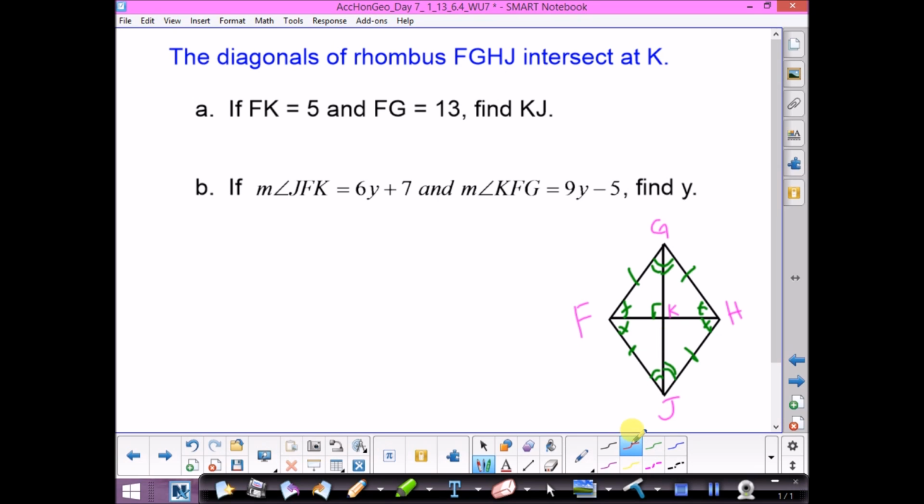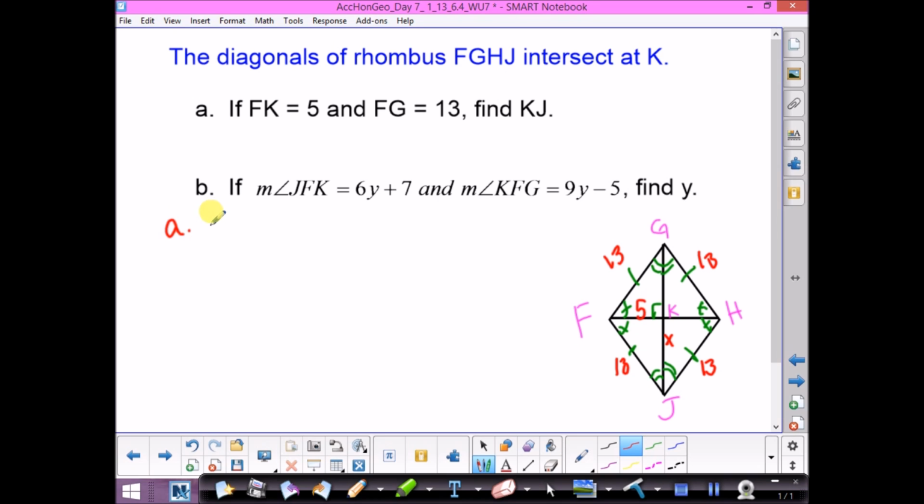So first we know that FK is 5, and we know FG is 13. So we're going to find KJ. So this is what we're trying to find. If you notice, all 4 sides are congruent, so we know this side's also 13, this side's 13, this side's 13. And we know since the diagonals are perpendicular that we're dealing with right triangles. So if we have right triangles and we know 2 sides and we're missing 1, then we can use the Pythagorean theorem to solve this.